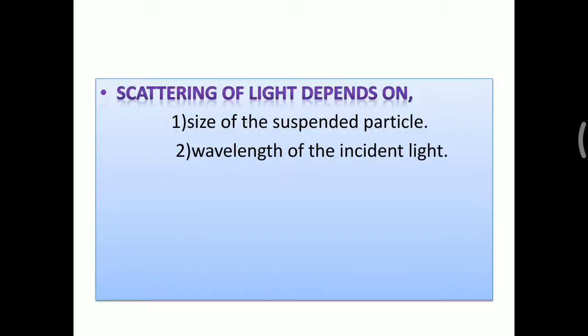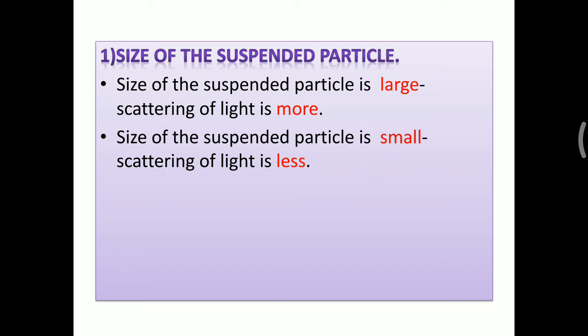And scattering of light depends on two factors. One is the size of the suspended particle. The other one is the wavelength of the incident light. We will see how the scattering of light depends on the size of the suspended particle and also the wavelength of incident light. First, we are going to see the size of the suspended particle.